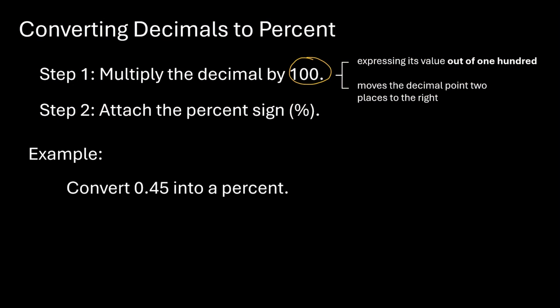We are given the decimal 0.45. First, multiply it by 100. 0.45 times 100 equals 45. When we multiply by 100, the decimal point moves 2 places to the right. Now attach the percent sign. Therefore, 0.45 equals 45%.